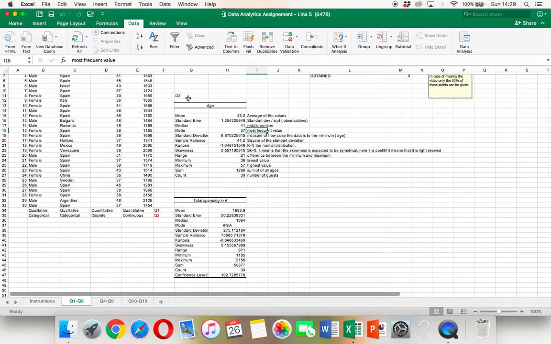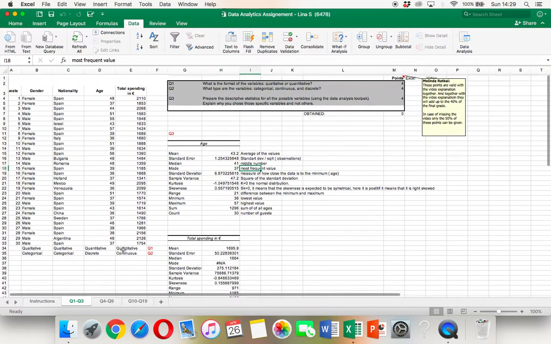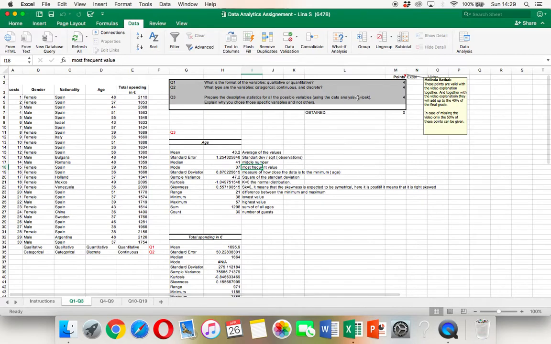So this is for question 3. We have done the descriptive statistics of the age as well as for the total spendings, which we will be seeing more in the following questions. So let's just double check that I have answered all questions.